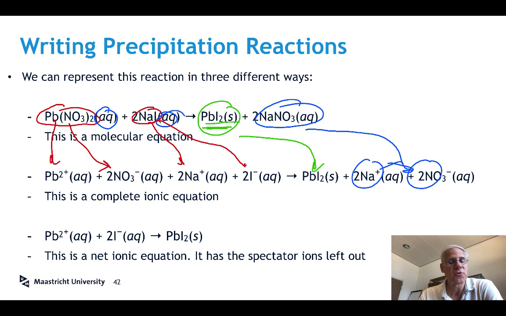Now the last one is what's called a net ionic, and a net ionic has all of the spectator ions left out. The easiest way to find those is just see, are there ions that are present in both the reactants and the products? And if there are, we cross them out. So we've got two nitrates in the products, we've got two nitrate ions in the reactants, so they get crossed out. We've got two sodium ions in the reactants, two sodium ions in the products, so we cross them out as well. And all I'm left with is the lead 2+ aqueous plus two iodide ions aqueous going to lead iodide solid. So that's a net ionic reaction, net ionic equation. This shows the actual chemistry that took place during that reaction.